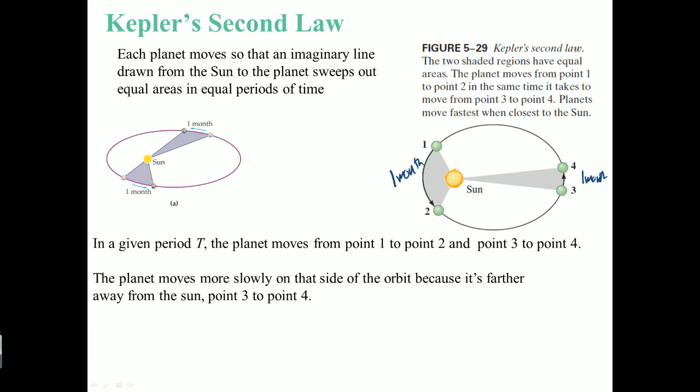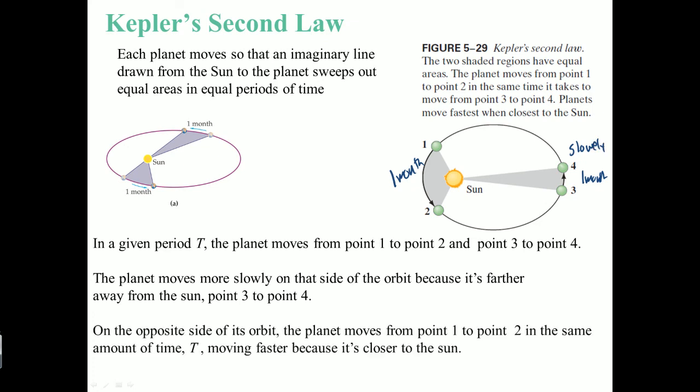The planet moves more slowly on the side of the orbit right here. So here it moves slowly because it is farther away from the sun. And here it's closer, so it's going to move faster. There is a diagram to show this of Kepler's second law. Let me bring that up for you here.